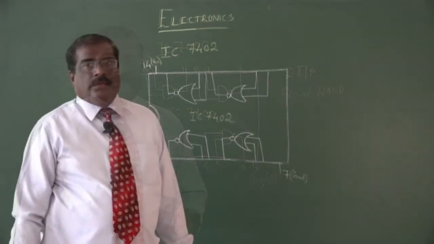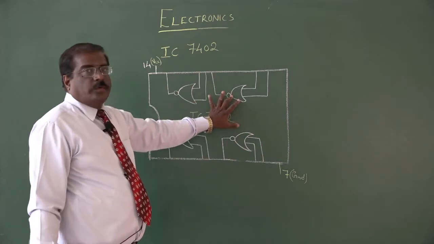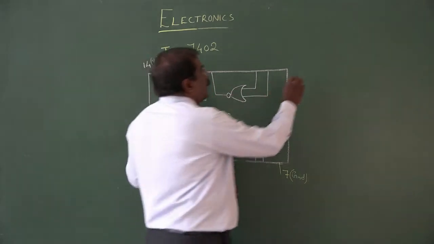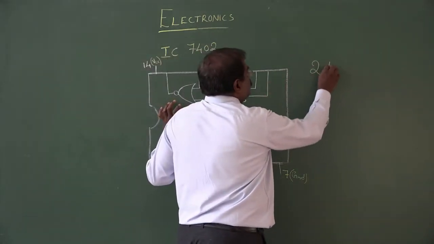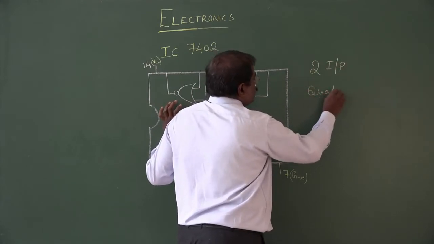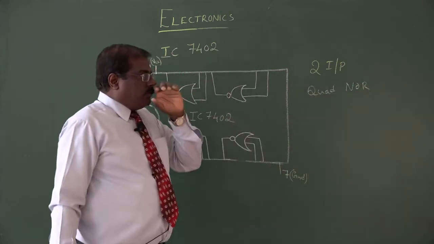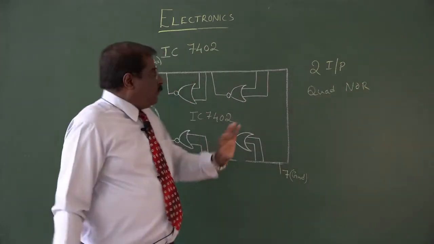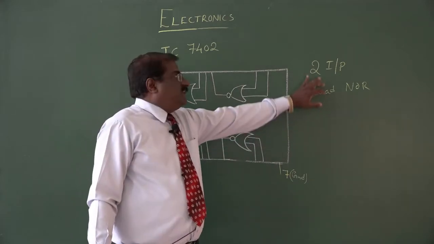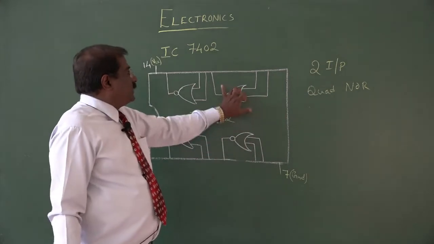Now this is the pin configuration of IC 7402. IC 7402 is a 2 input quad NOR gate. That means here we get 4 NOR gates of 2 inputs each, that is 1, 2, 3 and 4.